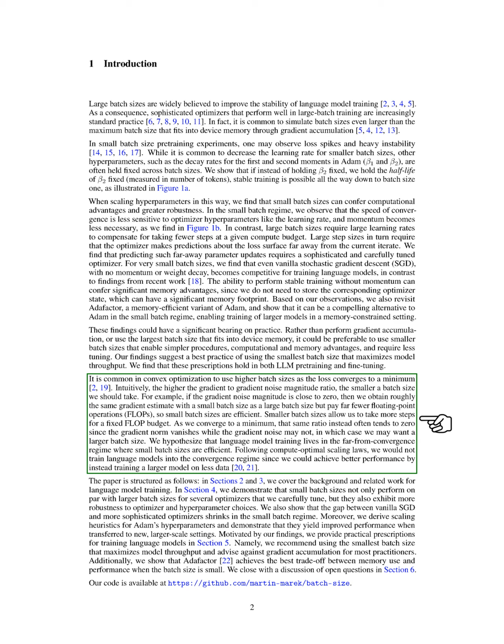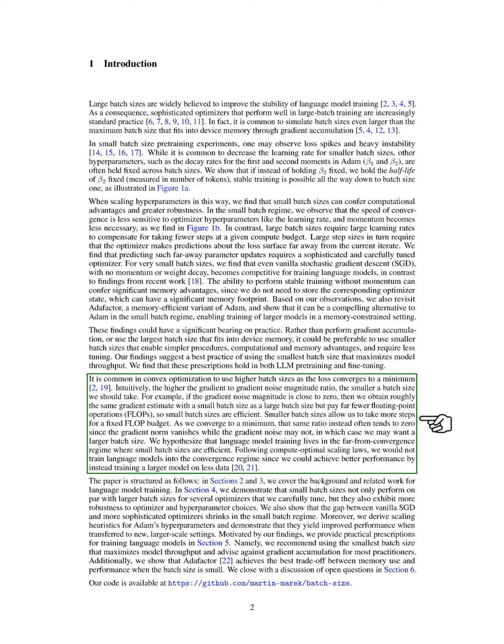However, we hypothesize that language model training typically operates in a regime where small batch sizes are efficient. The structure of our paper includes a background section on language model training optimization, followed by results showing that small batch sizes can match the performance of larger ones across various optimizers. We also provide scaling heuristics for Adam's hyperparameters that improve performance in larger settings. Our practical recommendations emphasize using the smallest batch size for optimal throughput and highlight Adafactor's advantages in memory and performance. We conclude with a discussion of open questions in the field. Our code is available for reference.